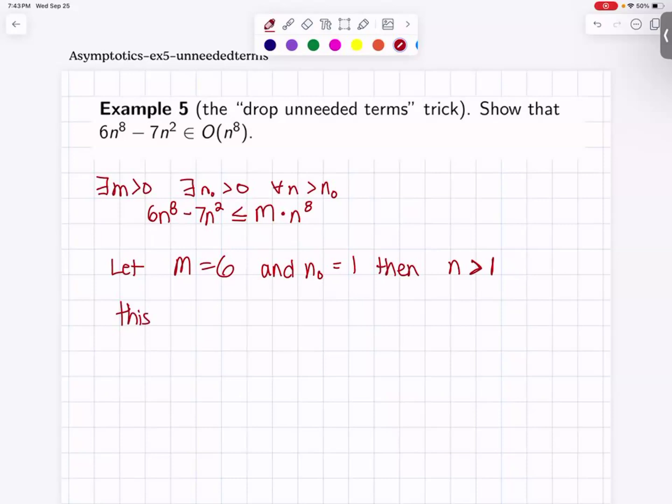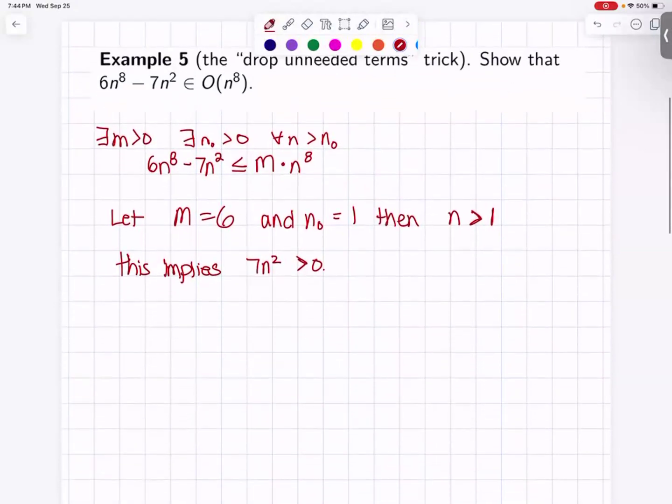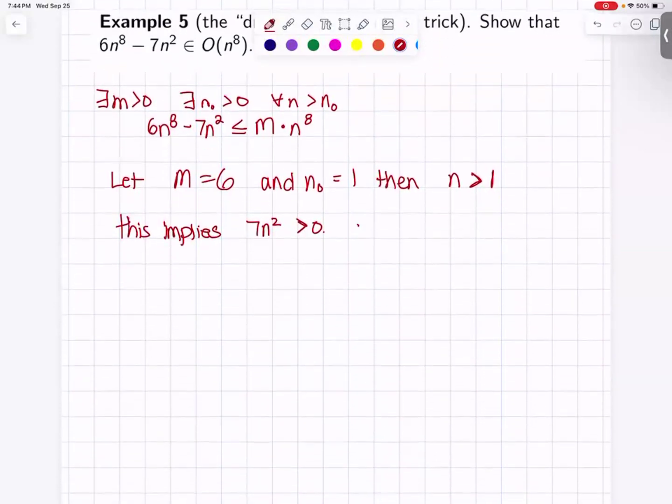And this implies, since we know that our n value is definitely going to be positive, that 7n^2 is going to be greater than 0. That's enough to tell us that it's definitely going to take away from that first term, because it's the negative of something greater than 0. And so we get to drop that term. Therefore, we can say that 6n^8 minus 7n^2 is less than or equal to just 6n^8, which is less than or equal to m times n^8, since m is equal to 6.